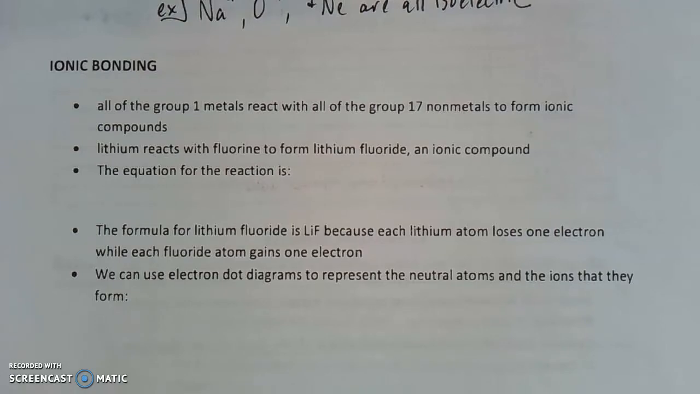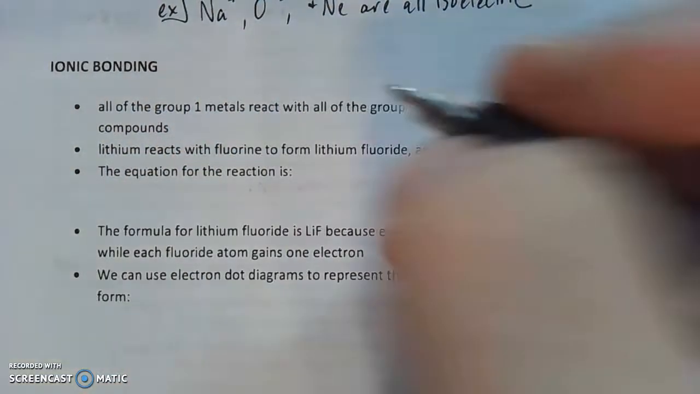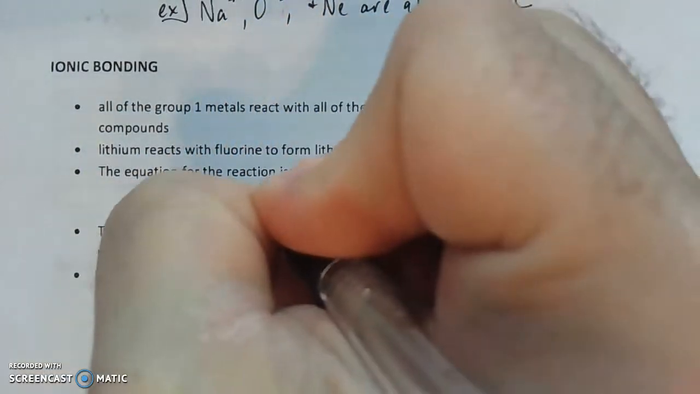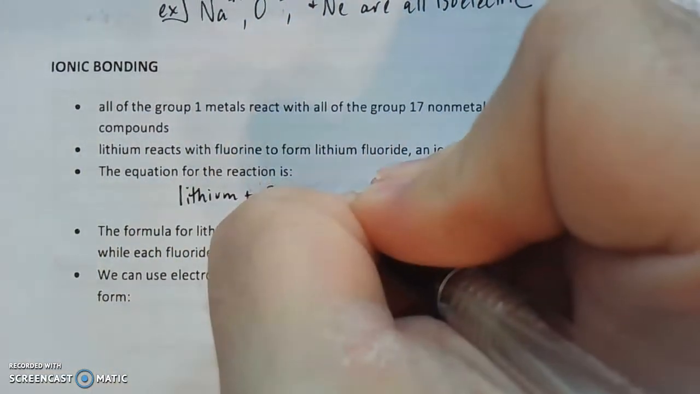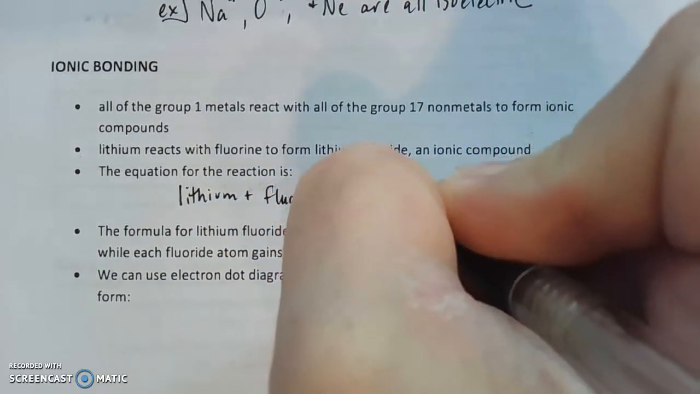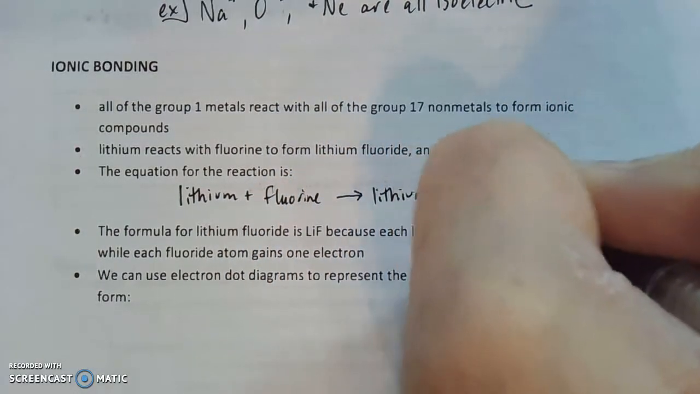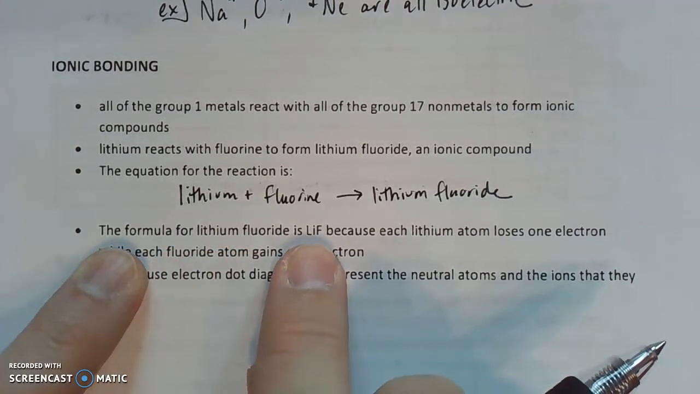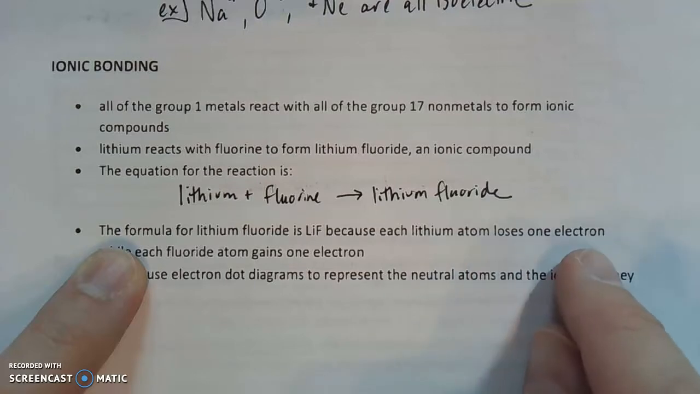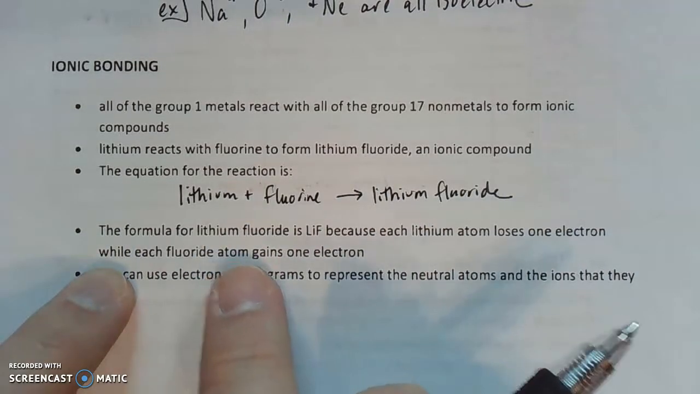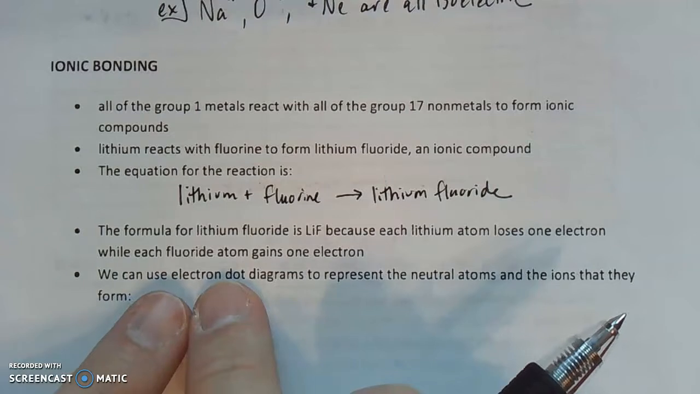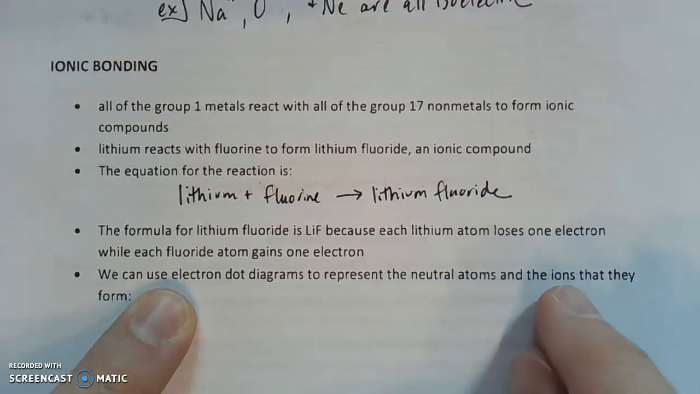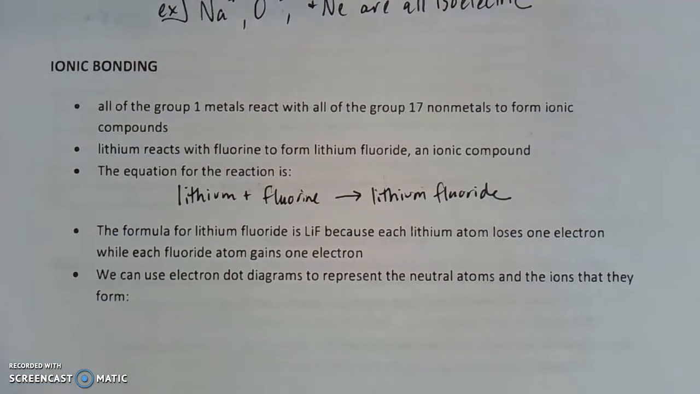And the equation for this, and I'm not too worried that you know the equation, is lithium plus fluorine yields something called lithium fluoride. This is something we're going to look at in our next unit. But the formula for lithium fluoride is LiF because each lithium atom loses one electron while each fluorine atom gains one electron. What we're going to do is use electron dot diagrams to represent the neutral atoms and the ions that they form and the compound.